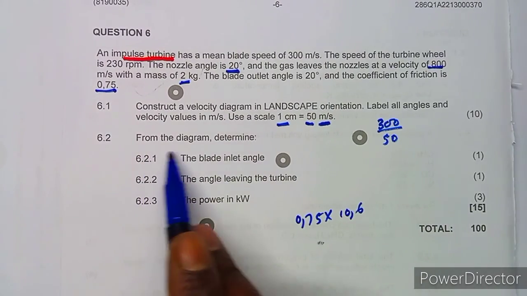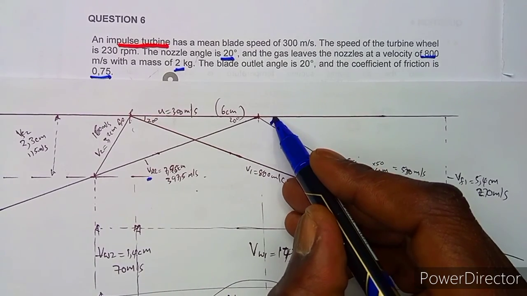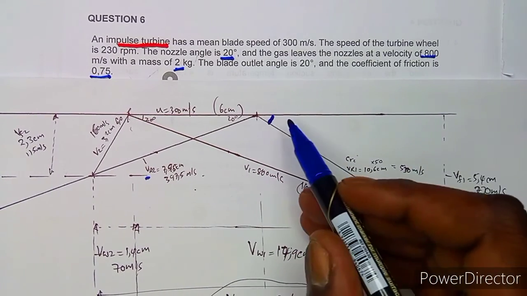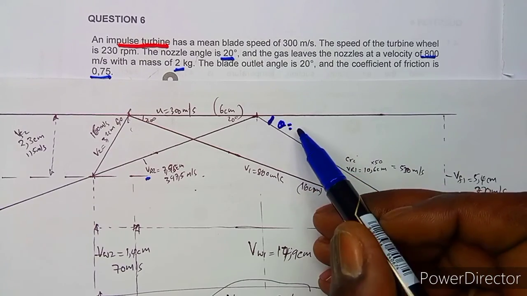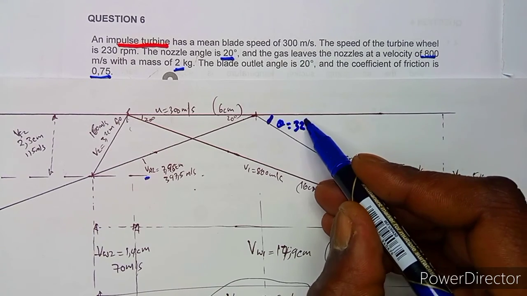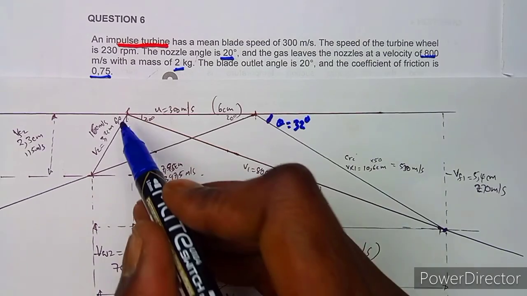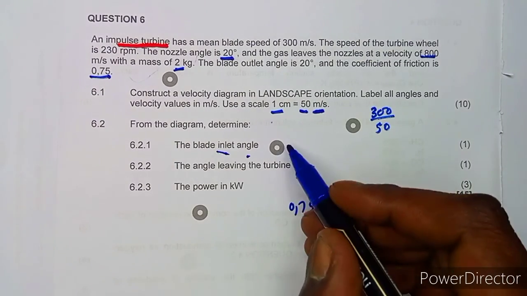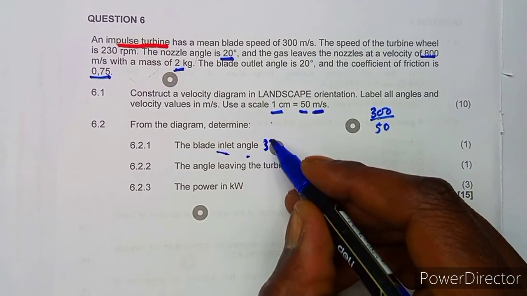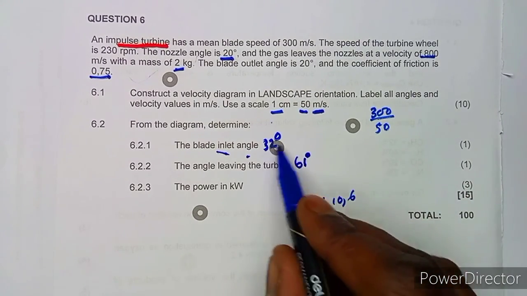Okay, anyways, on 6.21, from the diagram, calculate the blade inlet angle. The blade inlet angle was this one, that is the inlet. So you have to measure that angle, that is your theta here. So guys, if we are to measure this properly, now the instruments are not there, but this was giving us something like 32 degrees here. You measure that angle, and the one that is leaving here is 61 degrees, that's your beta. So this is 32 degrees, this is our beta here, which is 61. Your answer is supposed to be within these values.